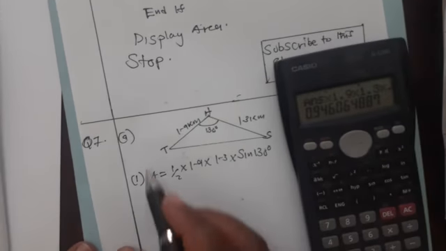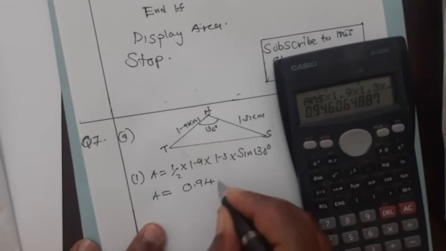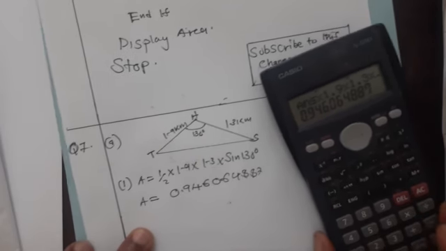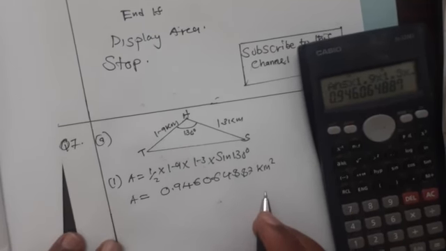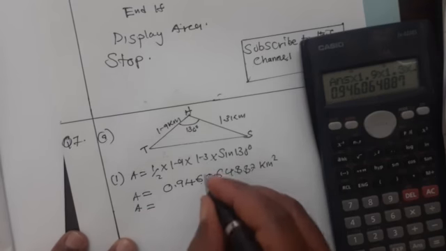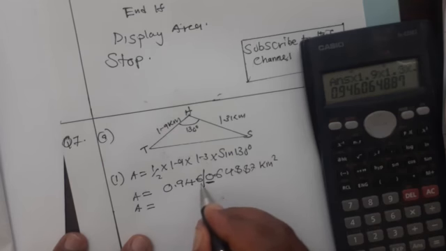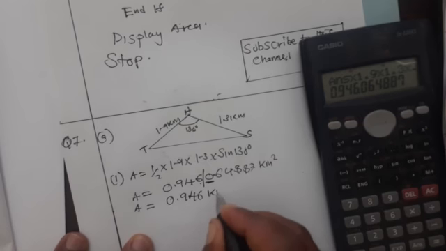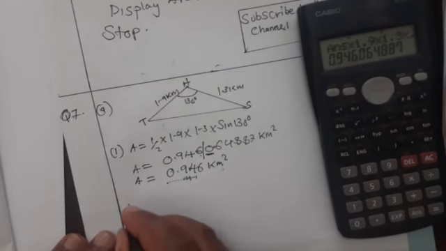Alright, area is equal to 0.946064887. This will be in square kilometers, kilometers to the power 2. You round it off to 3 significant figures. So area is equal to, 1, 2, 3. The 0 before a point is not significant. So you take 0 as 0, 0 plus 6 is 6. So 0.946 square kilometers is our area. Alright? Then we go to Roman numeral 2.